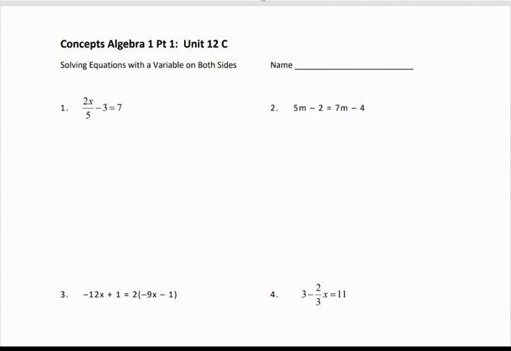Okay, so number one is actually a review problem from what we've worked on in the past, because notice there's not variables on both sides. There's just a variable on the left. So what are we going to do first? Are we going to get rid of the 2, the 5, or the -3? -3. Perfect. So to undo the -3, we add 3. Now we're left with 2x over 5 equals, and 7 plus 3 makes 10.